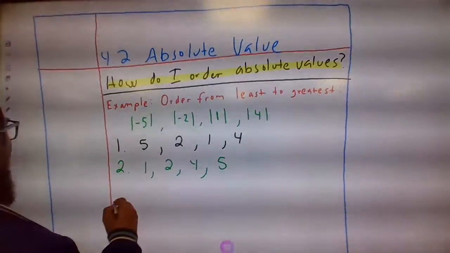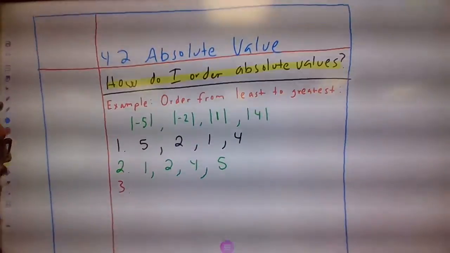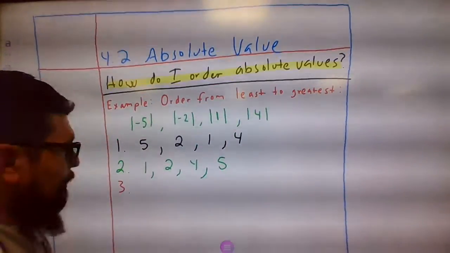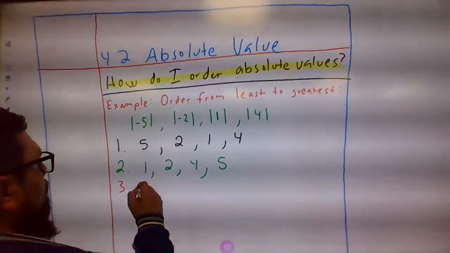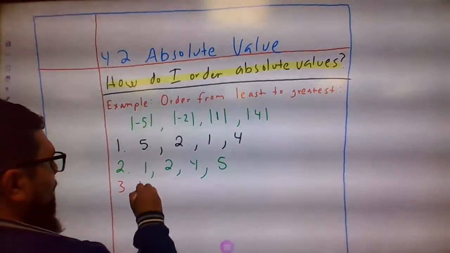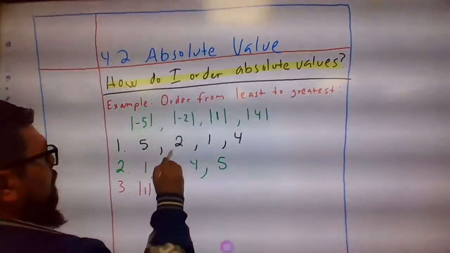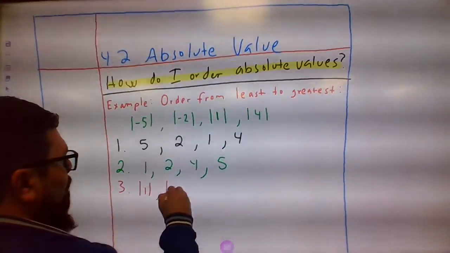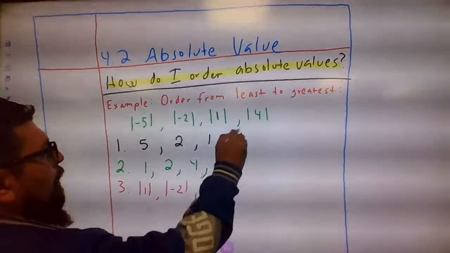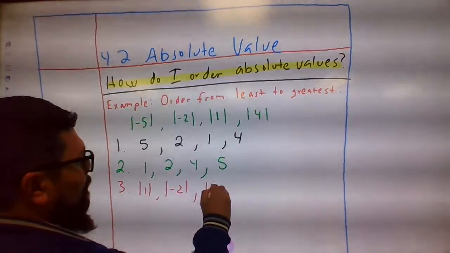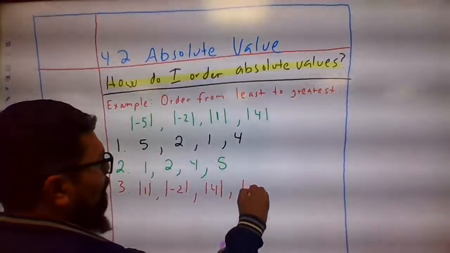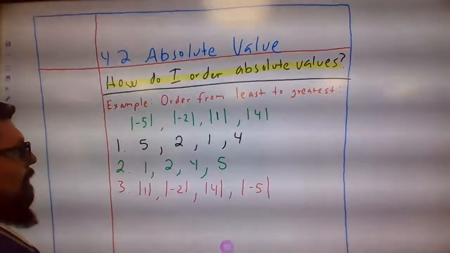And now the last step. Let's put these back into absolute value form. So here we go. This one was this one, so it's the absolute value of 1. This one was this guy, so the absolute value of -2. And then this one, this 4, was this guy, so the absolute value of 4. And then the last one is this guy, so the absolute value of -5. Okay?